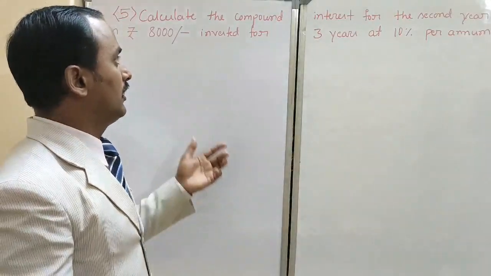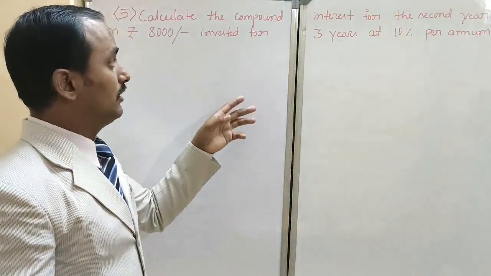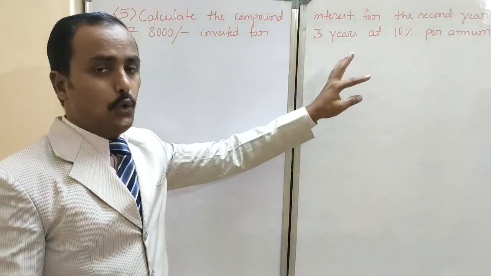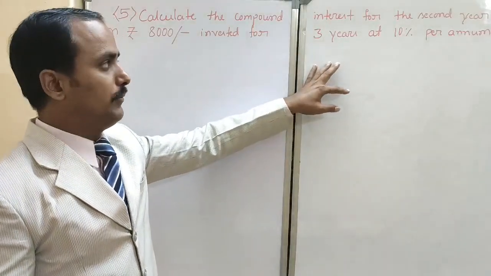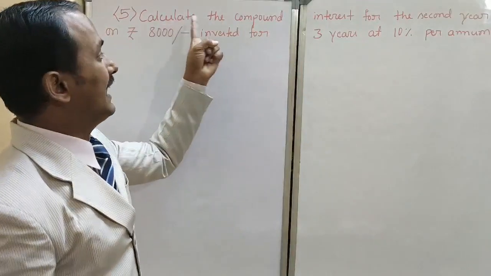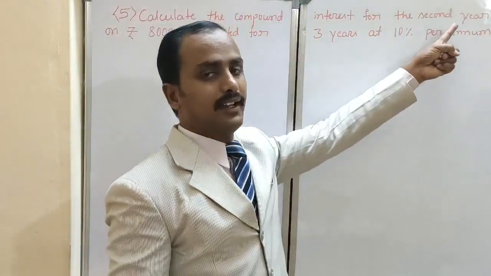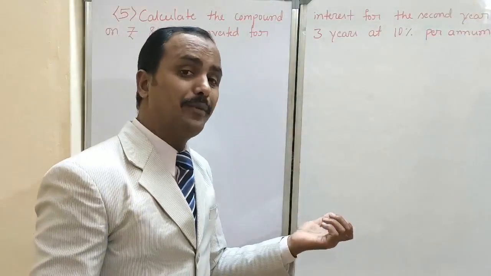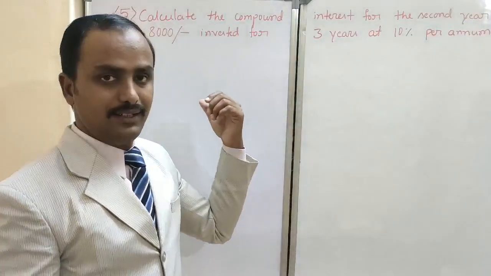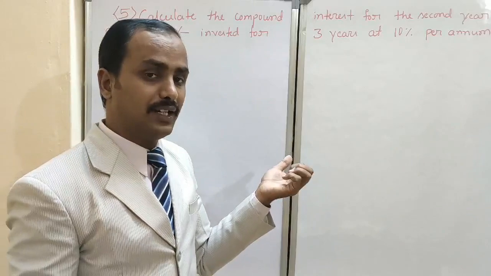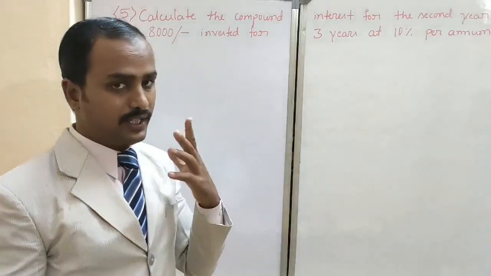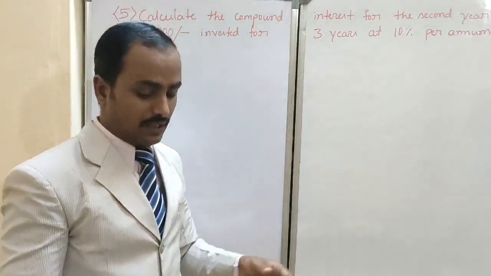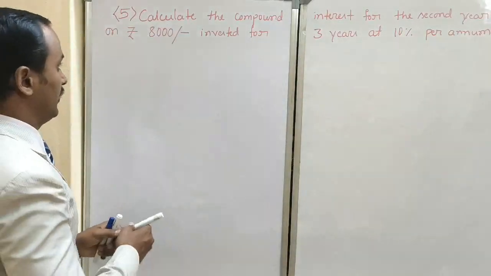Dear children, a person invested for compound interest for 3 years. How many years? Okay, no problem. But what is the question? We are going to calculate the compound interest for the second year. At the end of the second year, how much compound interest is collected in the second year? You should find that, and that one I am finding. Understand it? Don't get confused. Don't go to find the complete 3 years final amount. Coming to the solution part, you will understand.